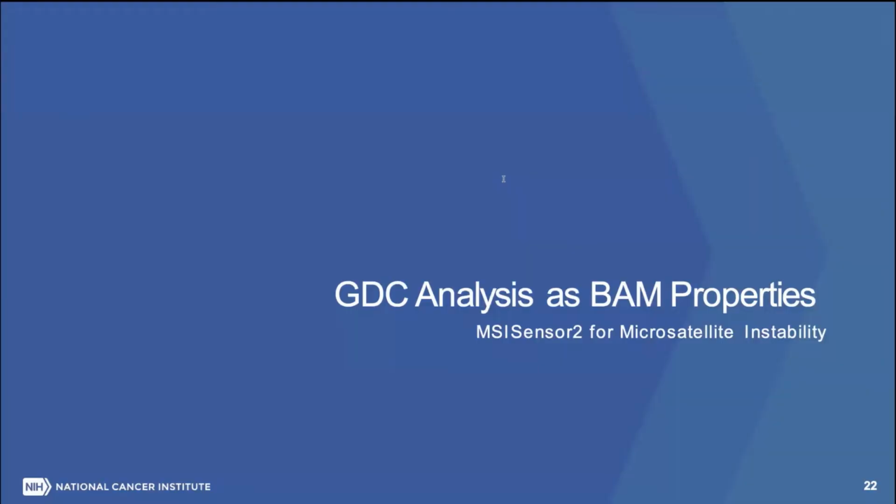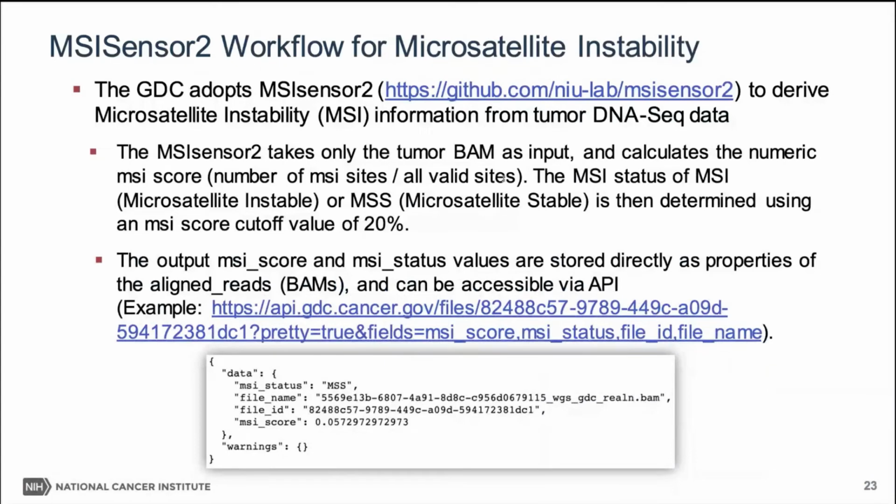So the first analysis property I'm going to talk about is microsatellite instability. We know this is a very important analysis for colorectal cancer as well as some of the other minor cancer types. We use a pipeline called MSIsensor2. MSIsensor is a pipeline developed by WashU, and this is an updated version of that. Essentially, this workflow allows this analysis to be done from tumor data only, without the normal pairs.